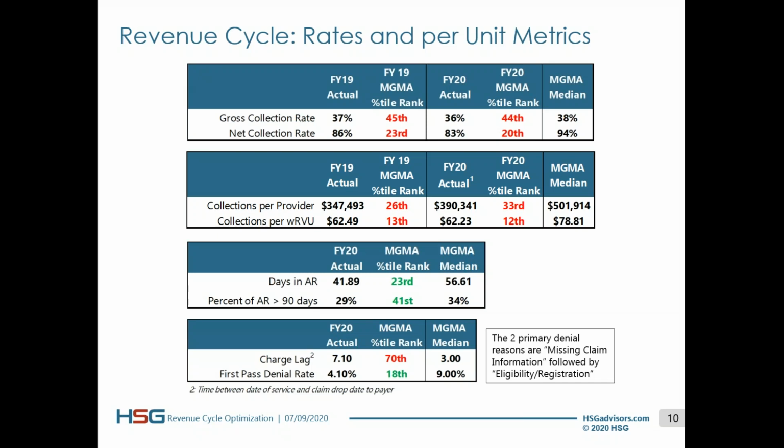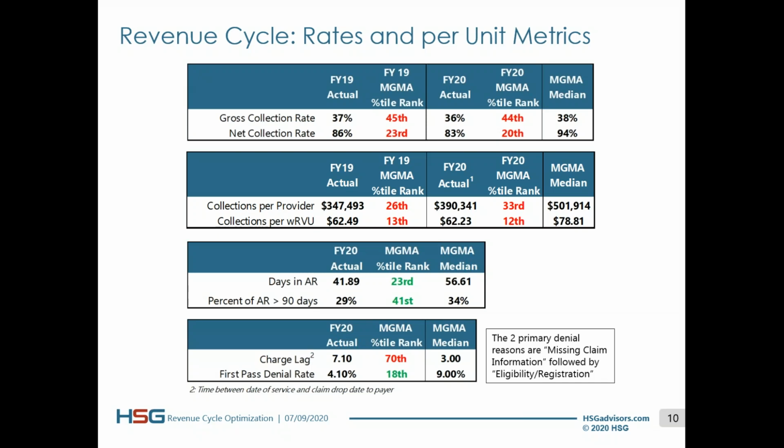Days in AR, which in this case is pretty favorable, but that just leads us to ask questions about adjustments, because the days in AR can be influenced by the type of adjustments that we're doing. So that's something else that feeds off the other, and it takes multiple metrics to tell the story. Percent of AR over 90 days, just again a measure of how old the AR is, a favorable comparison here. And then the charge lag, there we're not doing so well.